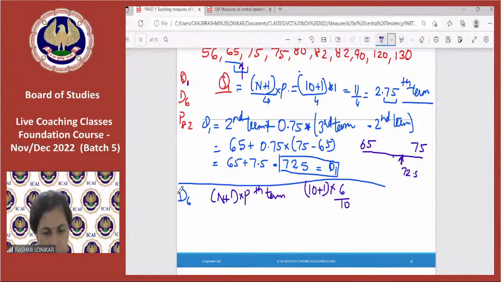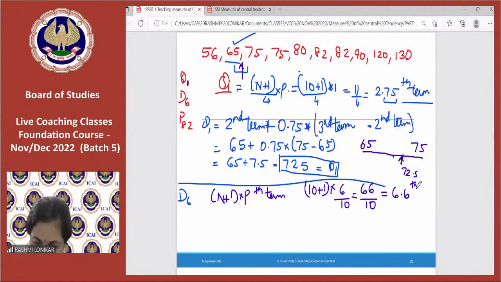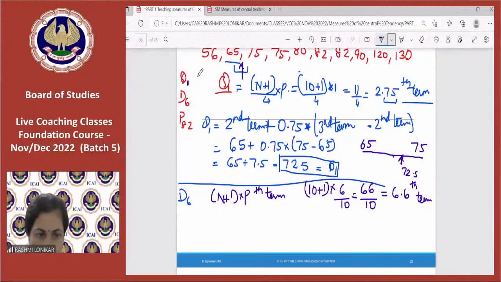Now n plus 1 into pth term. So how much is this? This is equal to 66 upon 10. 10 plus 1 is 11. 11 into 6 is 66 upon 10, which is 6.6. Okay, 6.6th term. So that means sixth number. Okay, let us see what is the sixth number. 1, 2, 3, 4, 5, 6. This is the sixth number.